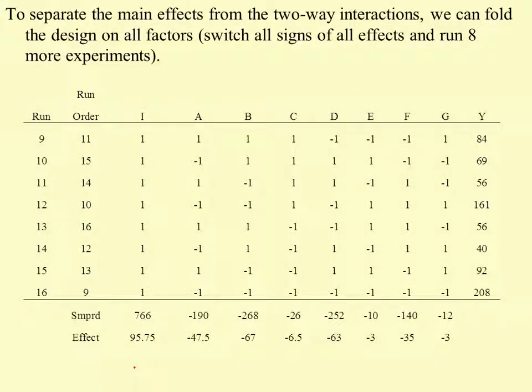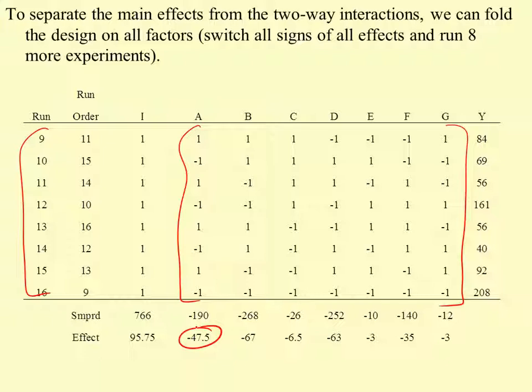What you end up doing is you take your first 8 runs, and you look at your runs, and then you just switch all the signs. So our first run would have been -1, +1, -1, +1. We just switch all the signs and run it again. That's what's called folding on all factors. And what it ends up doing is it breaks all the main effects from the two-way interactions. So we switch all the signs, we run another 8 experiments, and we get, okay, factor A, it was doing about that before. Factor B was doing about that before.